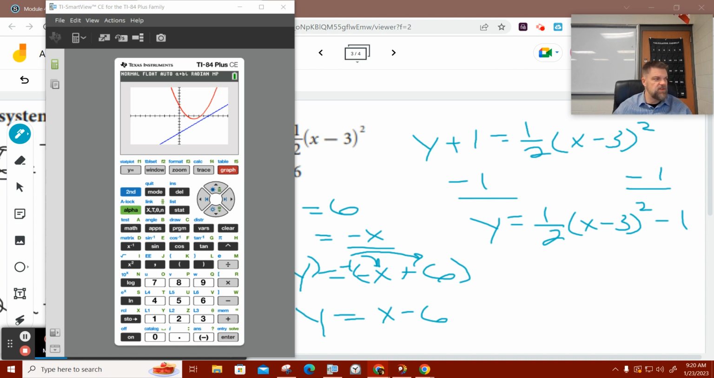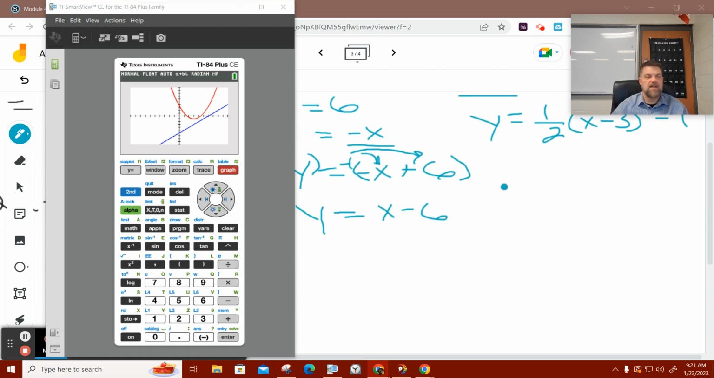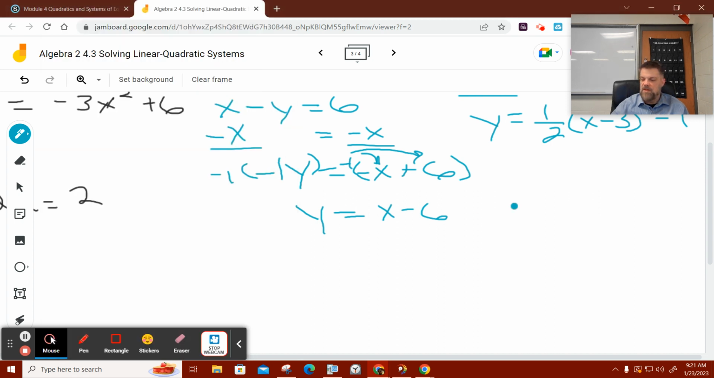So what's the intersection for this thing? Yeah, it doesn't have one. So if it doesn't have a quadratic, what do we do? What do you think that means? Yeah, it's no solutions, right? It means there are no solutions. So we say no solution.